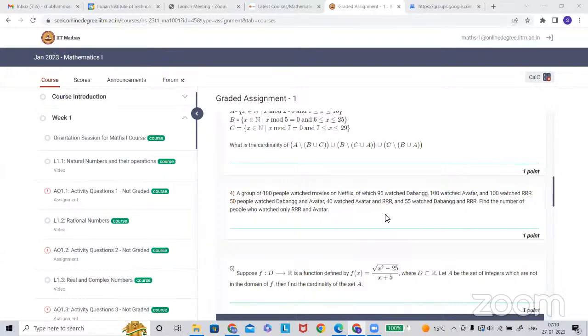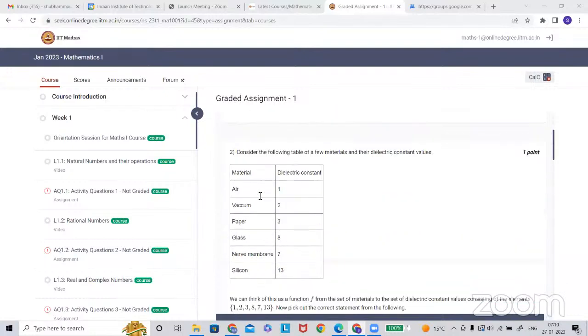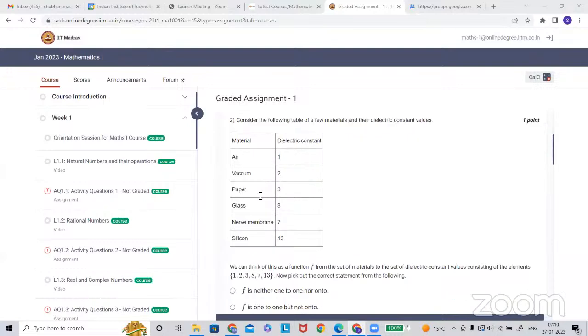Yes, sir. My question is in the graded assignment question, not in the answer, but in the framing of the question, whether there's a certain mistake. They're saying the function is from the set of materials. When they say set of materials, is it only the given set of materials or every kind of material? Only whatever material is given. That's the only thing, right? Only that. Okay, got it, sir. That's it.